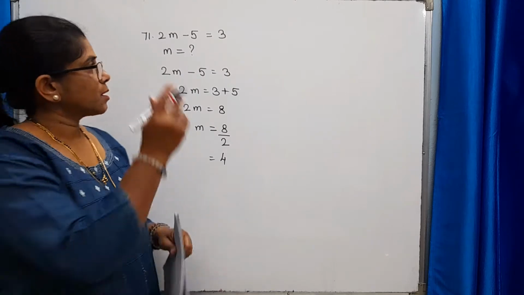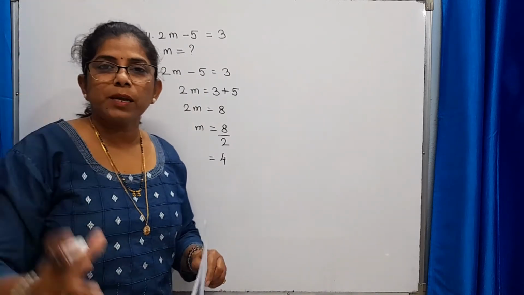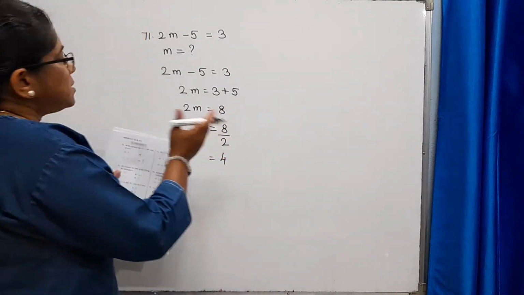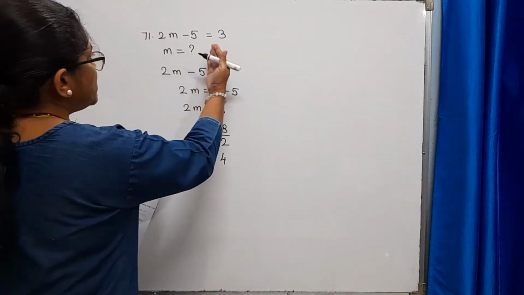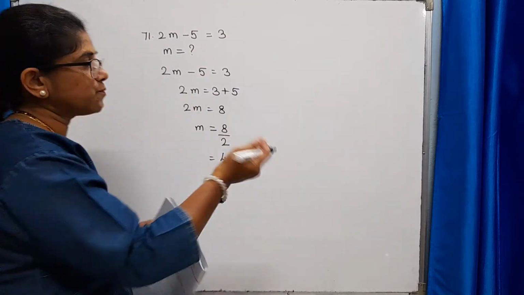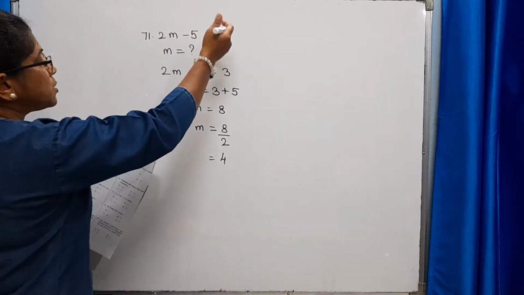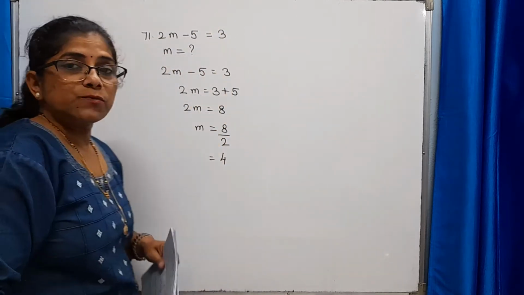But a sum like this, you have to solve without using pen and paper. It's quite a simple sum. 2m minus 5 is equal to 3. When we shift minus 5 to the other side, it becomes plus 5. So 2m is equal to 3 plus 5, that is 8. m is equal to 8 upon 2, and that is 4.